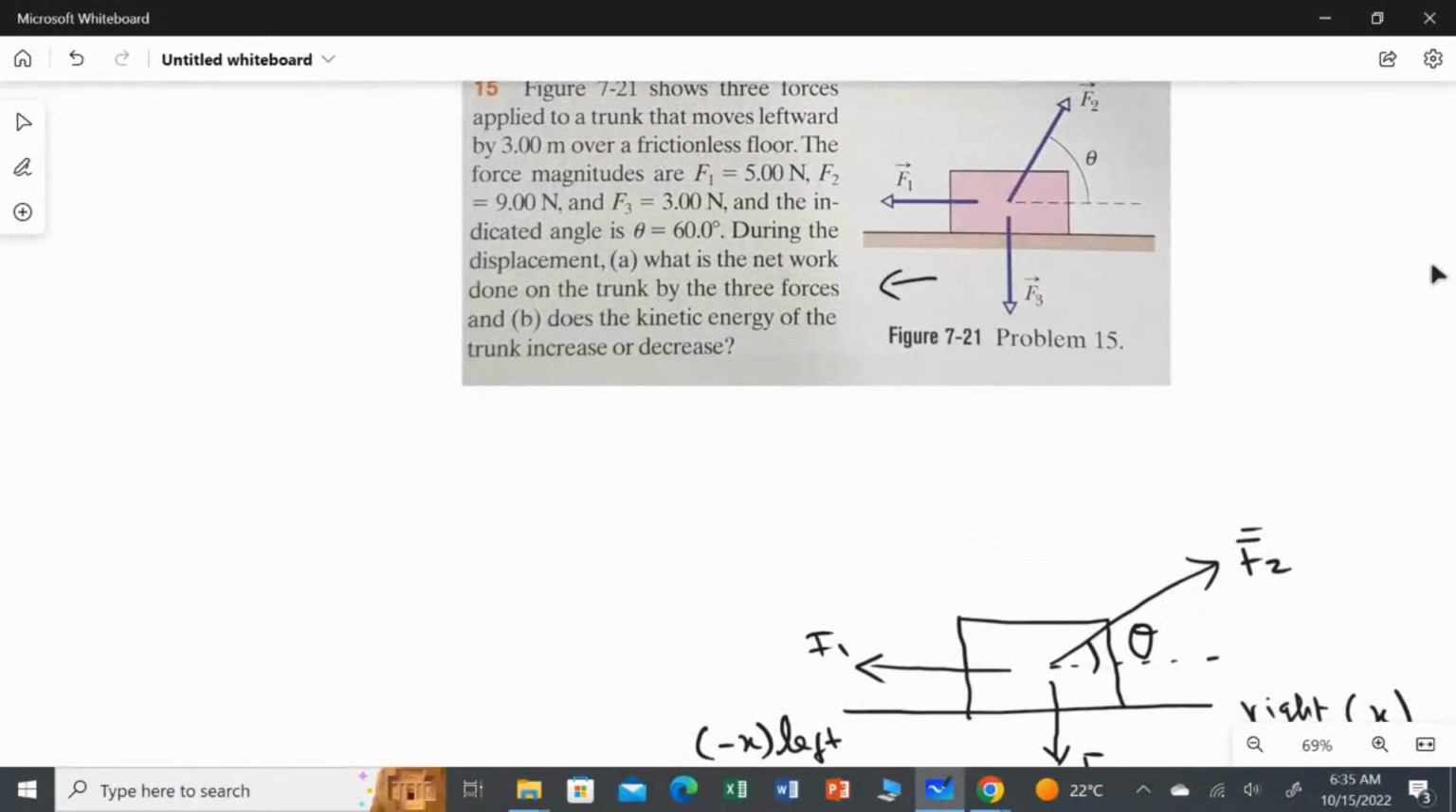And then the magnitudes of the three forces are given. The magnitude of the first force is 5 Newton. The magnitude of the second force is 9 Newton, and the magnitude of the third force is 3 Newton. The angle for the second force is theta, which is equal to 60 degrees, and the displacement of the object is in the leftward direction, which is d, equal to 3 meters.